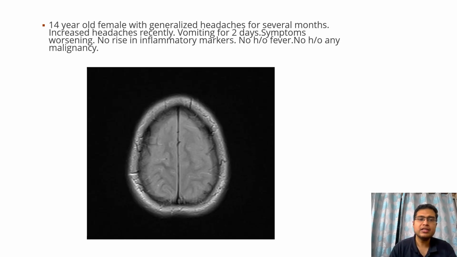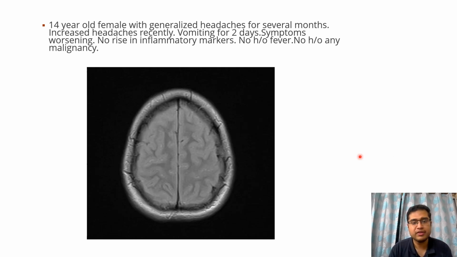Now coming to my next case, so here we have a 14-year-old female with generalized headaches for several months, which increased recently with vomiting since the past 2 days, and the symptoms are worsening. There is no rise of the inflammatory markers, no fever, no history of malignancy. Negative history is very important here.